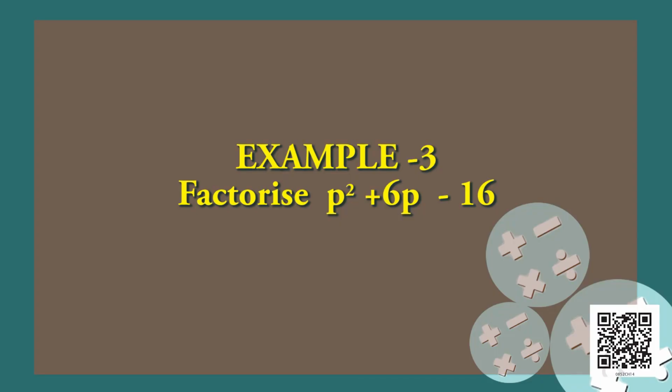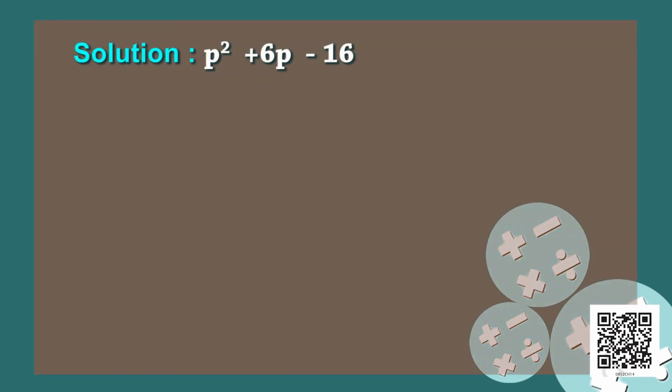Now, let us take one more example. Example 3: factorize p square plus 6p minus 16. Consider the given expression p square plus 6p minus 16. Again, if you compare the RHS of the identity 4 with this expression, we find a into b is equal to minus 16 and a plus b is equal to 6.